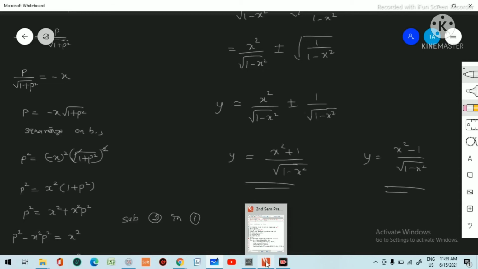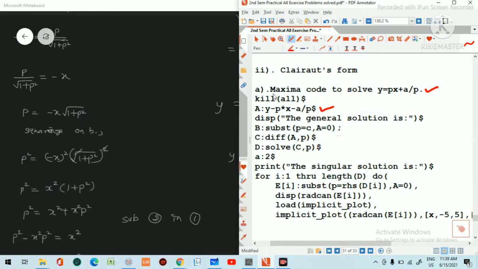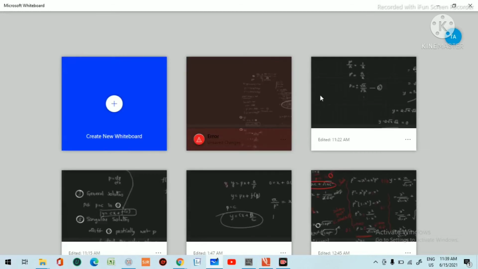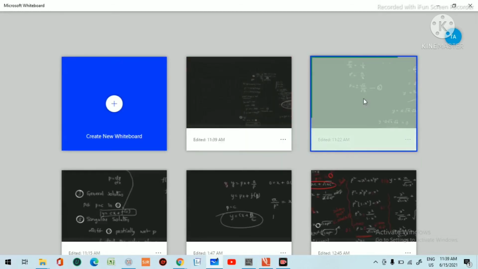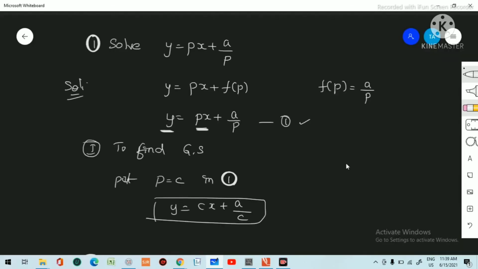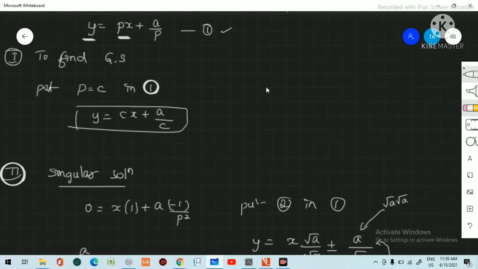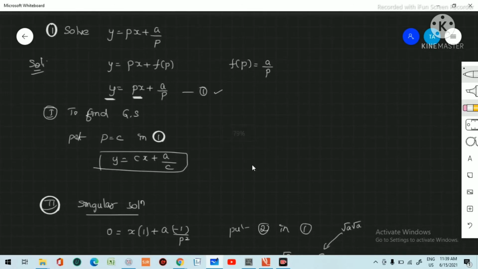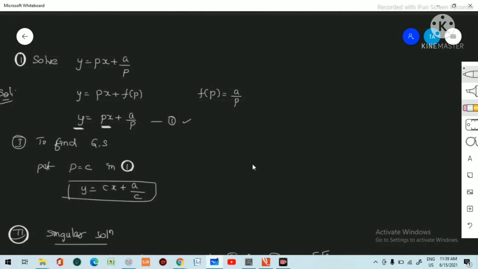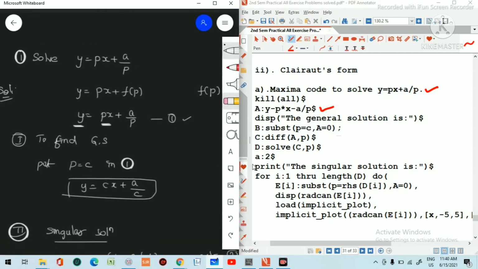Now we'll go to the program part. Along with that we'll go to the problem part now. Okay, can you see both the program and problem part? Yes, sir. Just see what we are doing in the program part.